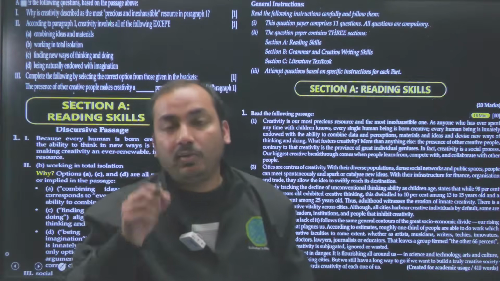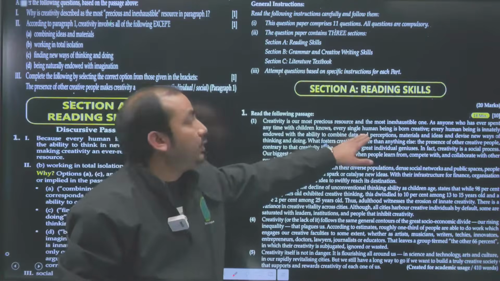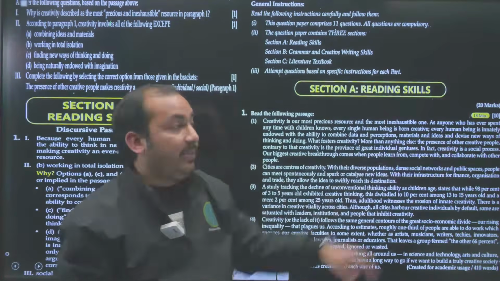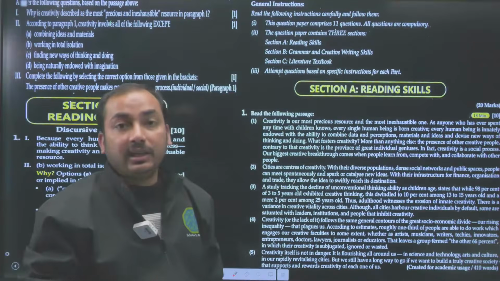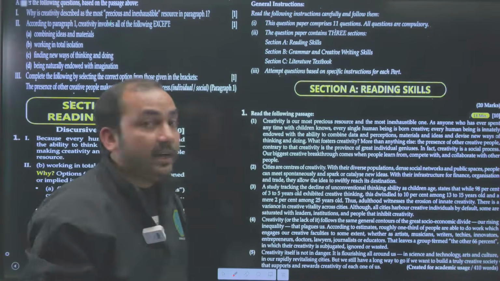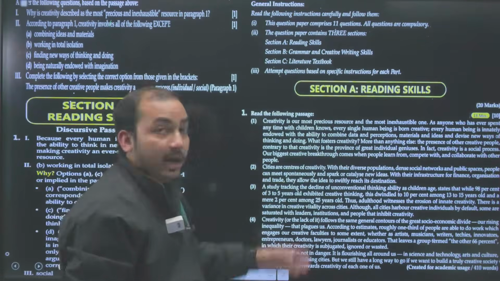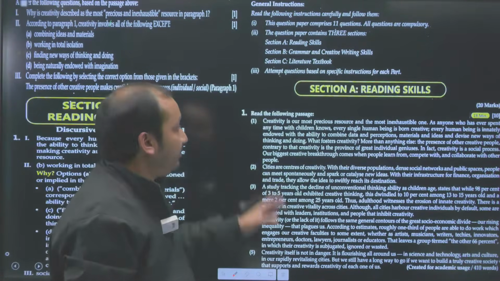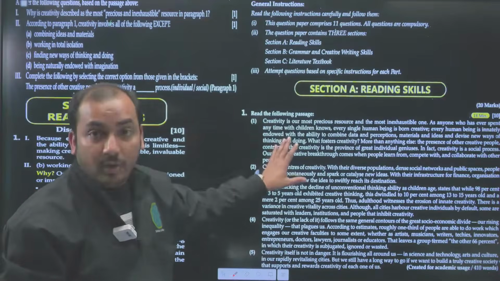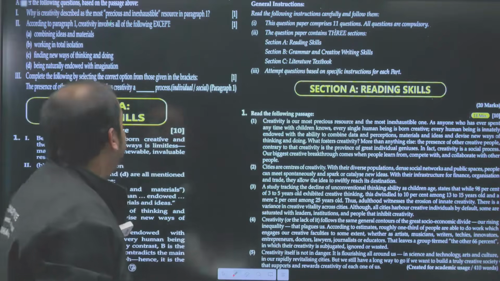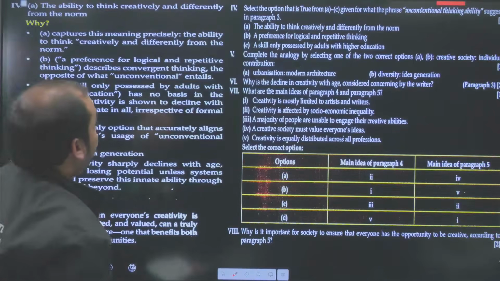Here, the first passage was given about creativity. Creativity is one of the most important things, my most precious resource and most inexhaustible one. It means creativity, what does it mean? Creativity means thinking out of the box, thinking in a way that nobody thinks. So creativity is the origin of new things on the earth, and also it leads to development. So the first passage from the reading skill section was given on the topic creativity.